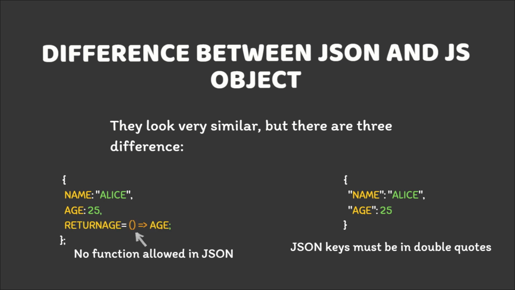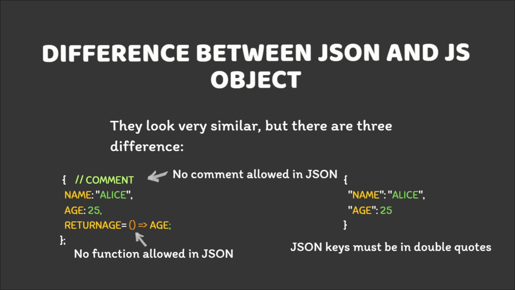The second difference is any property of the key in the JavaScript object can have a reference to the function. That simply means you can code a JavaScript function as a value to the object. But in JSON, you cannot do that. JSON is simply data format.